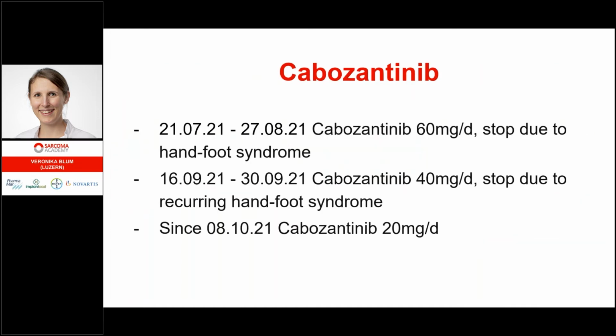Then the patient started on treatment on the 21st of June, first with 60 milligrams a day. It had to be stopped due to her hand-foot syndrome. Then 2 weeks after, it was restarted with 40 milligrams a day, and it had again to be stopped due to recurrence of hand-foot syndrome. And since the beginning of October, the patient is taking 20 milligrams a day without side effects now.